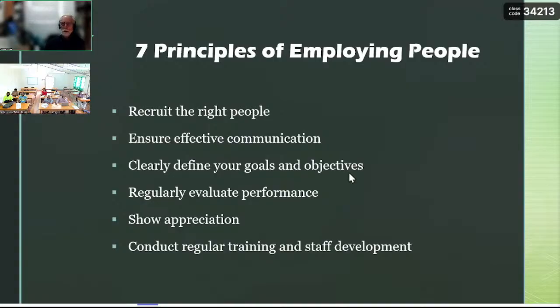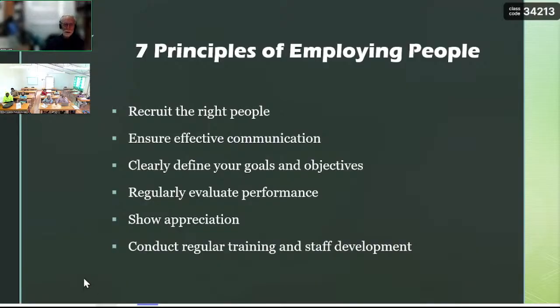Conduct regular training and staff development. Everyone can learn, everyone should learn, everyone should be learning and doing better constantly in their work. So you have to undertake the process by planning staff training, staff development. As faculty at CLTC, we regularly have in-service where we're learning more things and becoming better at what we do.